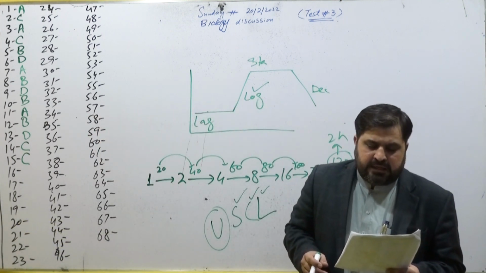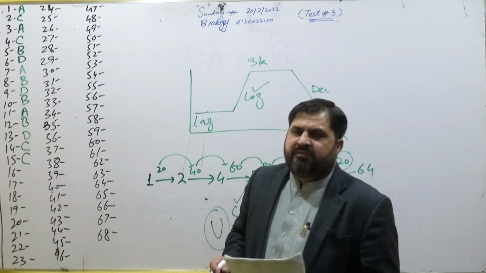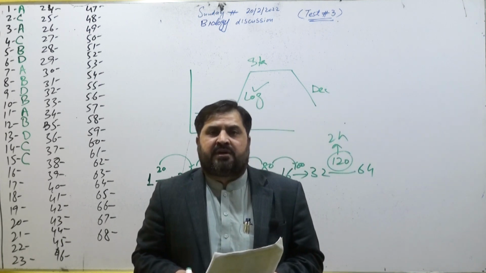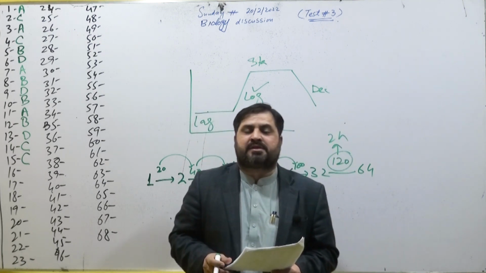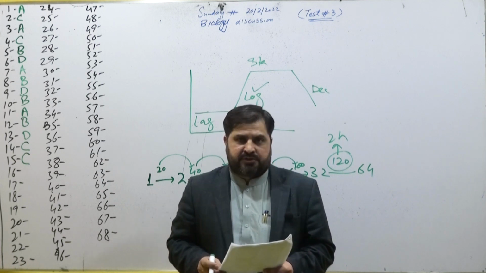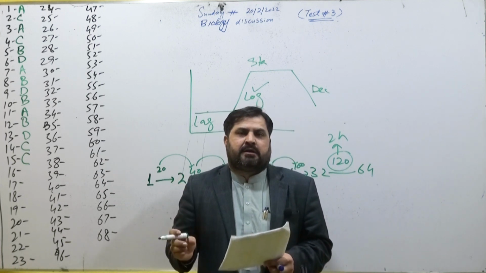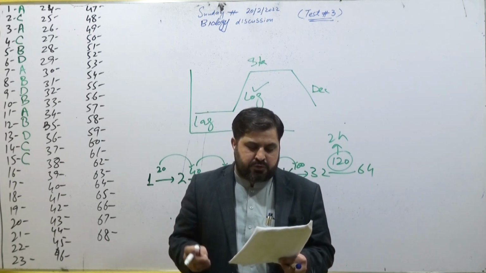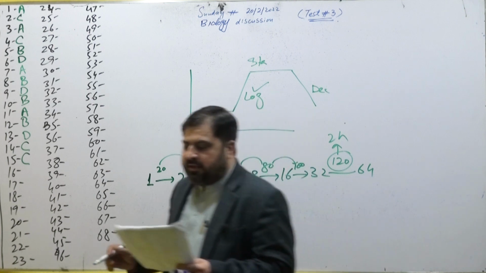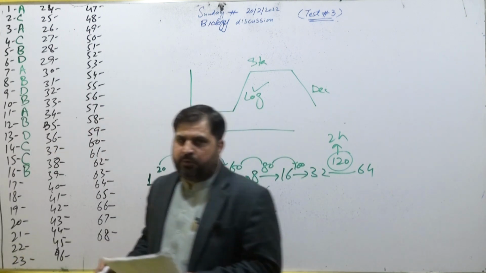MCQ number 16: who introduced the name bacterium in 1882? We know that bacteria were first discovered by Anton van Leeuwenhoek, and then their existence was confirmed by Louis Pasteur. But in 1882, the word bacterium was introduced by a scientist called Ehrenberg. This MCQ is given from the federal textbook.